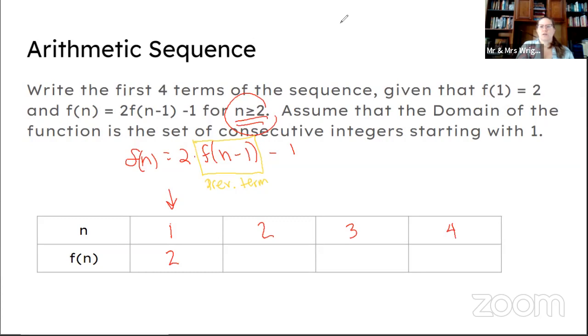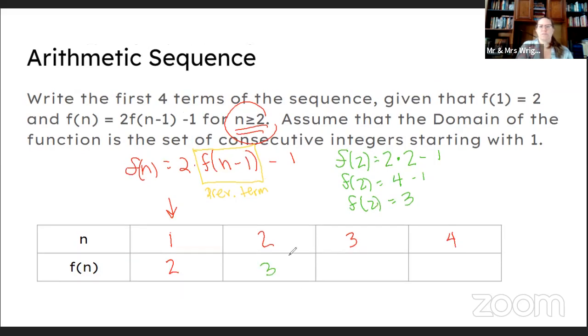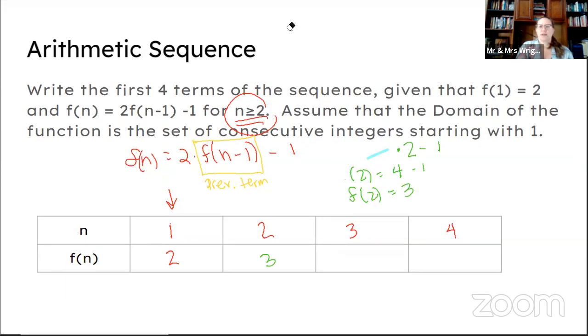Okay, so we're going to look for f of 2. We're going to plug in 2 times the previous term of 2 minus 1. So f of 2 is 4 minus 1, and f of 2 is 3. So there we have 3, right? All right, so I'm going to show you how that worked out. If you don't remember that this is your previous term, it's okay. You're still going to get it right if you just plug everything in.